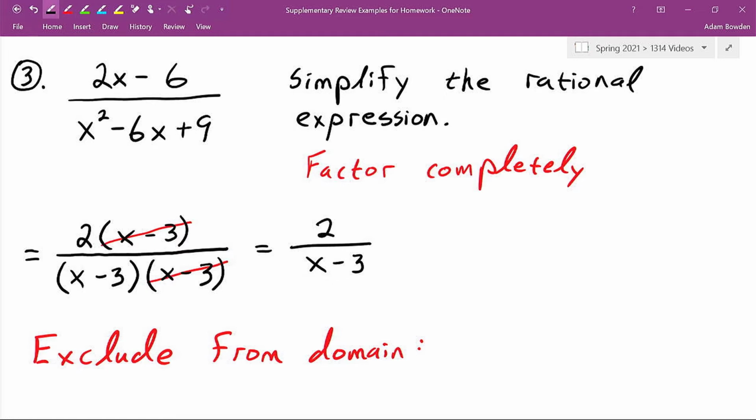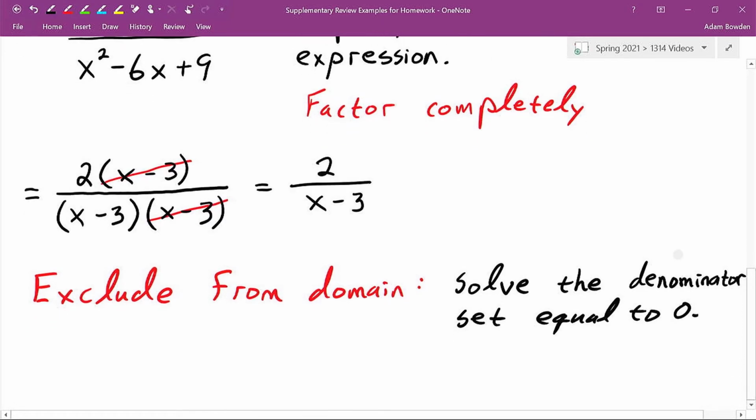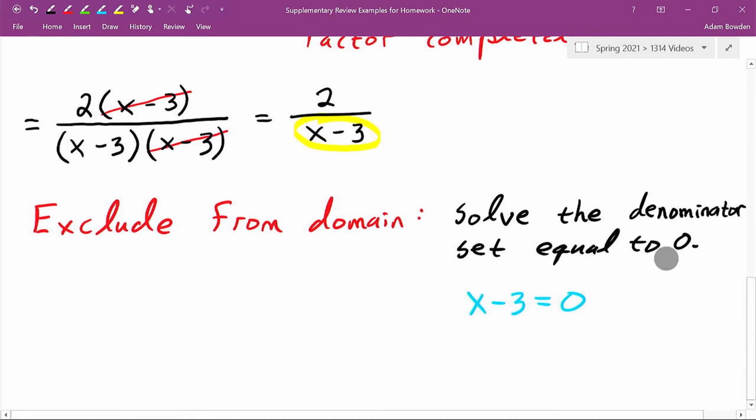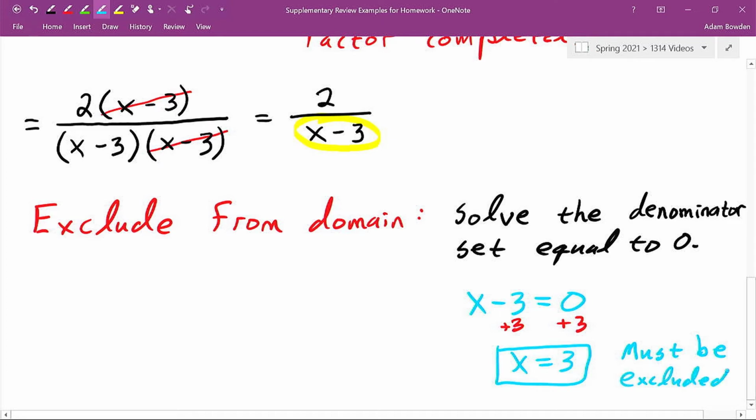But just for this question alone, we have to basically solve the denominator equal to 0. So our denominator, we can take this x minus 3, set x minus 3 equal to 0, and solve for x. All we have to do is add 3 over, and it would turn into x equals 3. So that would be the number that we have to not use, that must be excluded, because if it's not excluded, then we'd have division by 0.